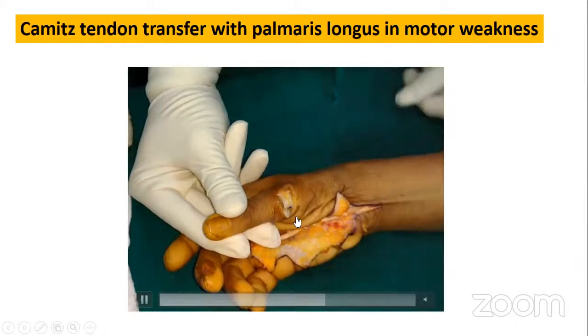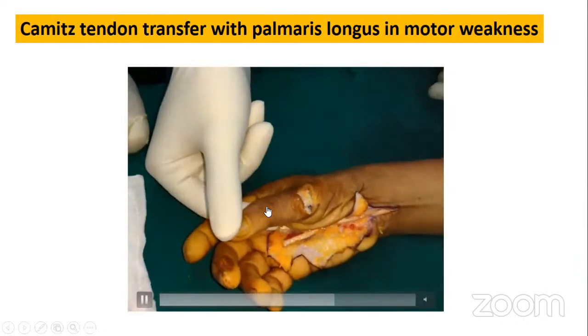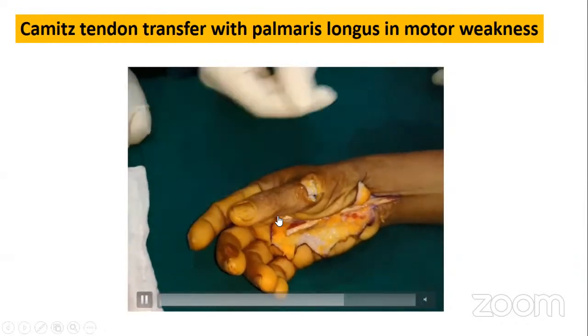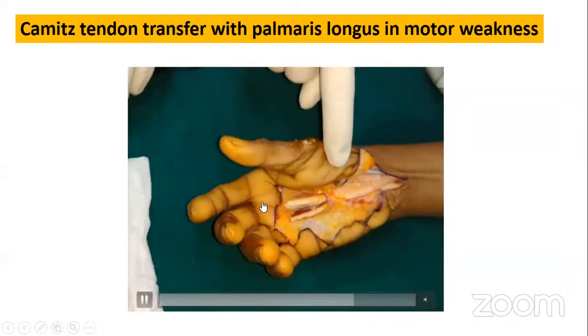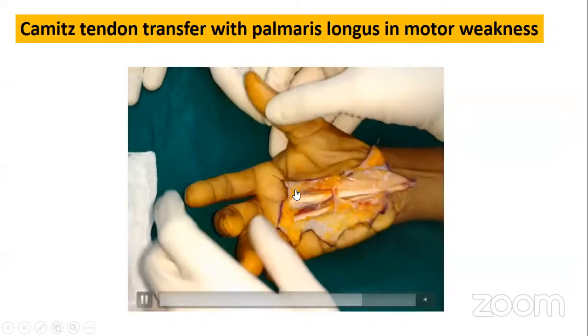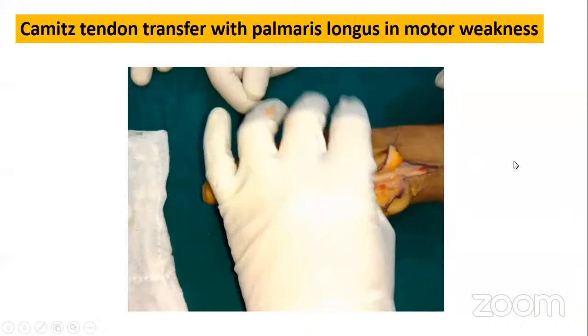So this is the anchorage of that, and it needs to sit like this nicely in a good abduction, and flexion is to be easy there. It shouldn't be very tight. Okay, so that is a Camitz procedure.